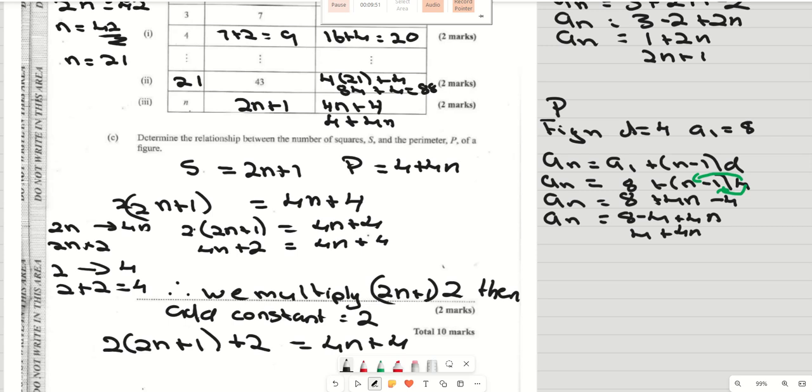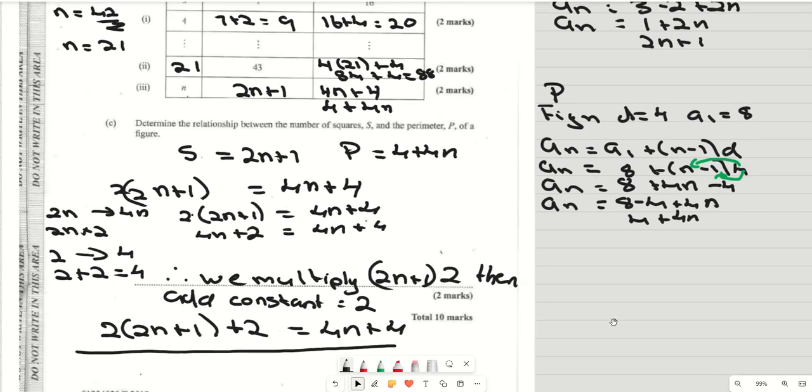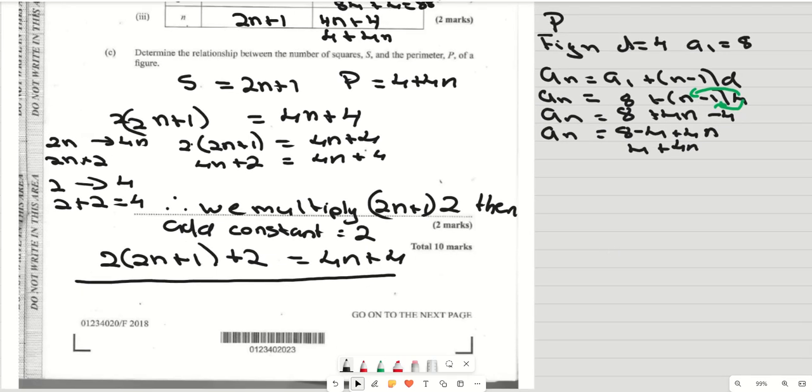And that is how you would state the relationship between squares and perimeter. And that is the end of May-June 2018.